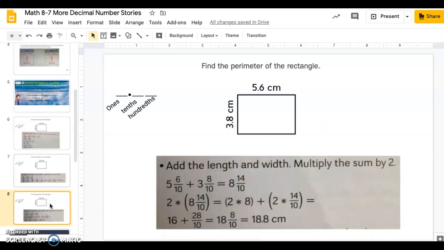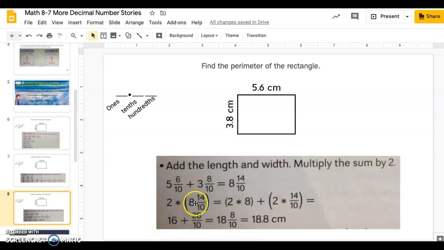That's usually why I personally tend to go with this one here, where you're just adding the length and the width, and then you multiply it by 2, double it. So 5 6/10 centimeters here, plus 3 8/10. Add that together, add the whole numbers, 5 plus 3, I get 8. 6 plus 8, 14. So I have the mixed number 8 14/10. Now I just need to multiply it by 2.